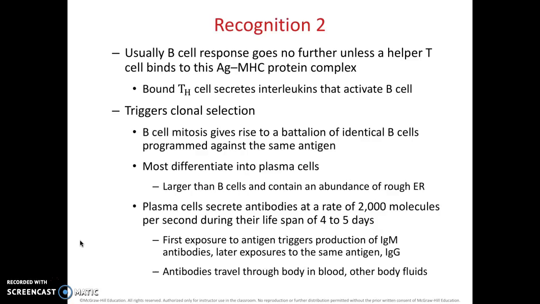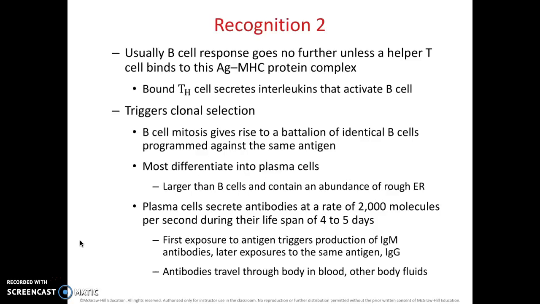Most of these B cells will then differentiate into plasma cells, which are larger than B cells and have a large amount of rough ER so they can aid in protein synthesis. Plasma cells, as you would expect, would be found within the plasma. And these can secrete antibodies at a rate of 2,000 molecules per second during their very short lifespan. So that makes sense that they would have a large amount of rough ER, because they're synthesizing proteins like crazy.